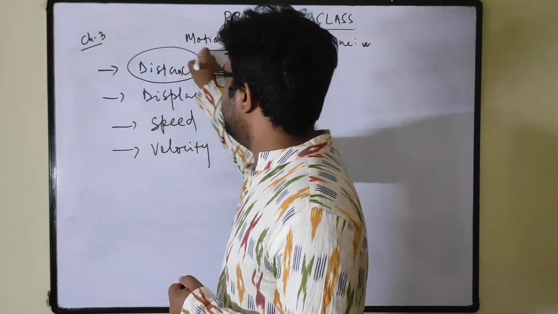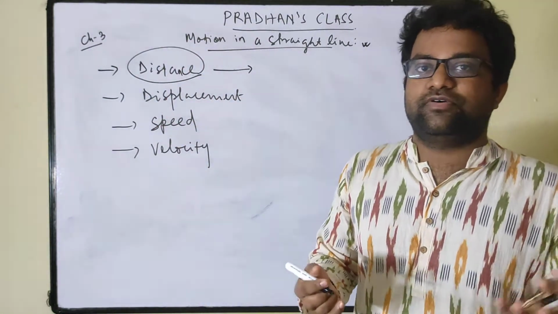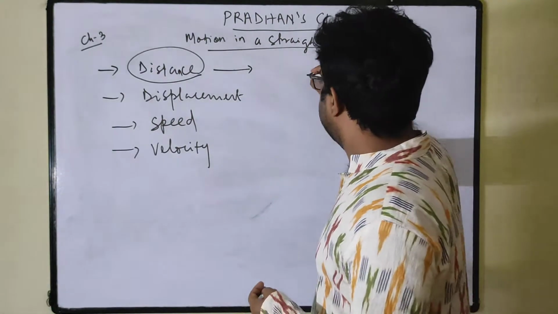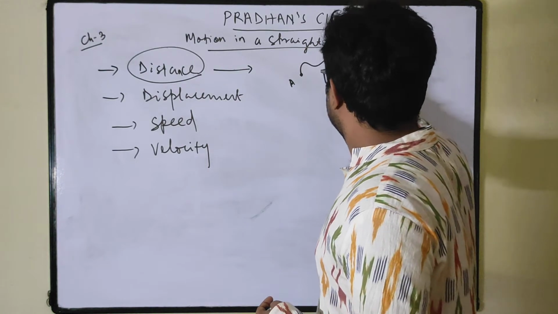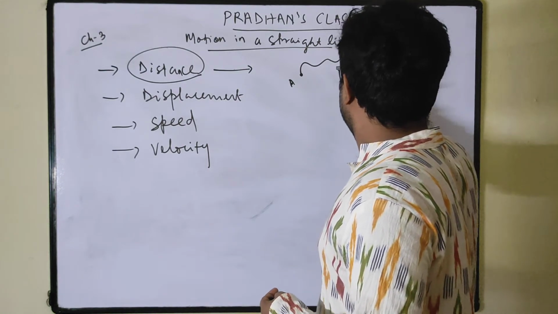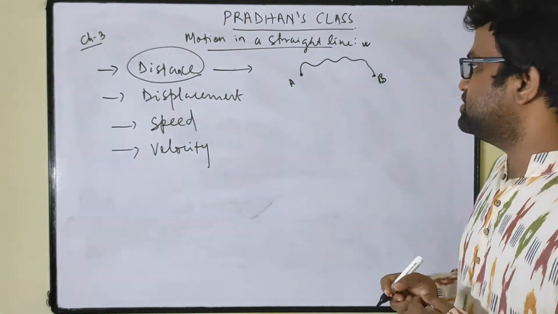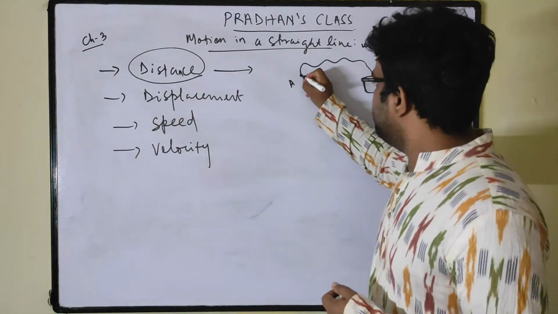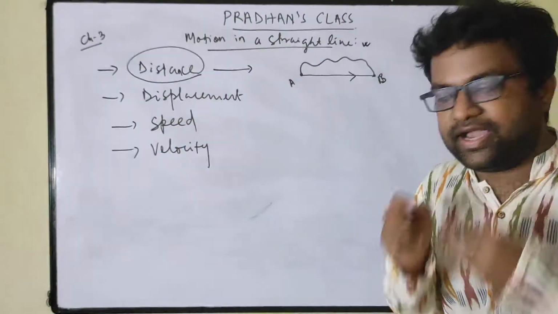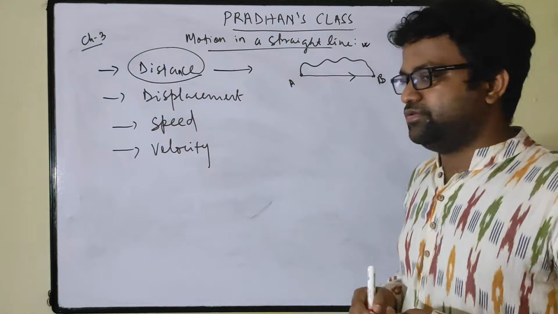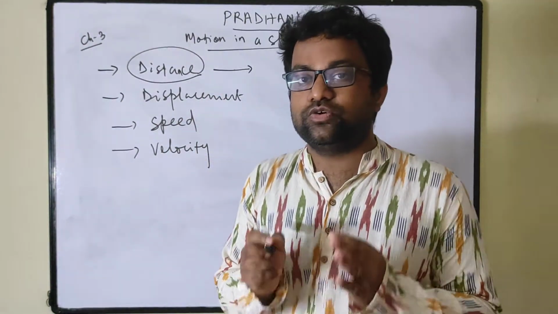So distance is basically the path covered by an object. Suppose the object starts from A, it can take any path to reach B. So any path taken by the object is your distance. Now if the object moves in a straight line in a particular direction, let's say A to B, then this is called displacement, and it should be the shortest one.